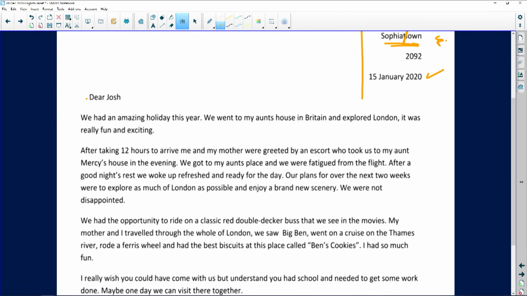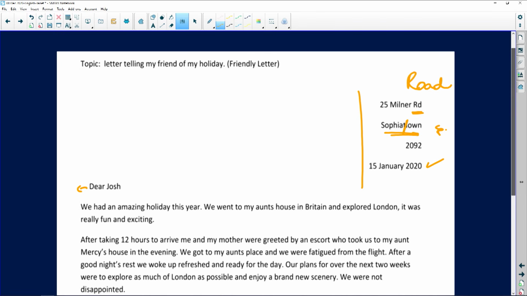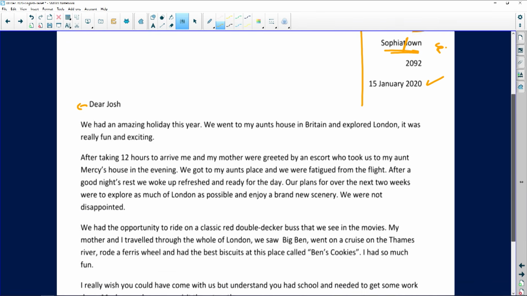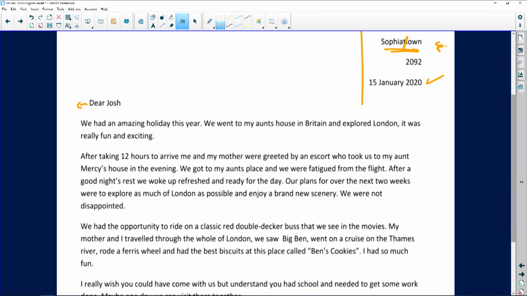Right, so what is it? We're told, letter telling my friend of my holiday. Okay, let's look at the first paragraph. All right, I'm actually quite happy with that first paragraph. Amazing holiday.